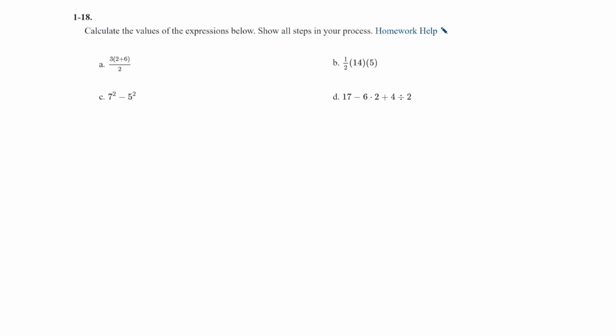And number 18, calculate the values of the expression below. Show all steps in your process. So once again, some order of operation type questions. Got a couple different ones here this time, but still the same idea. So in part A, we need to do what's on top of the fraction first, working inside the parentheses. So then 3 times 8 is 24. 24 divided by 2 is 12.